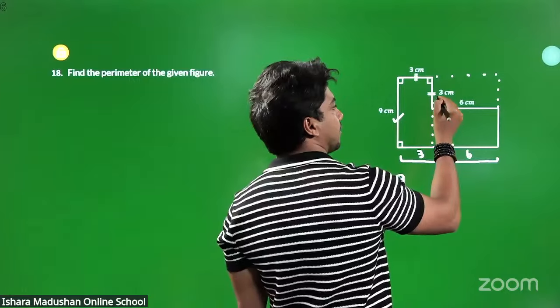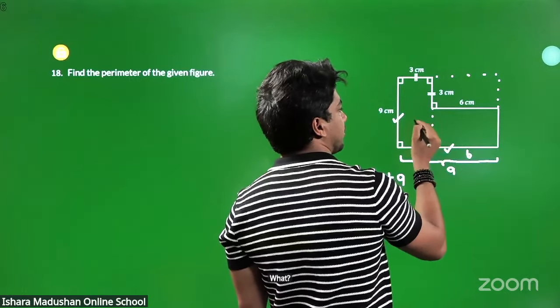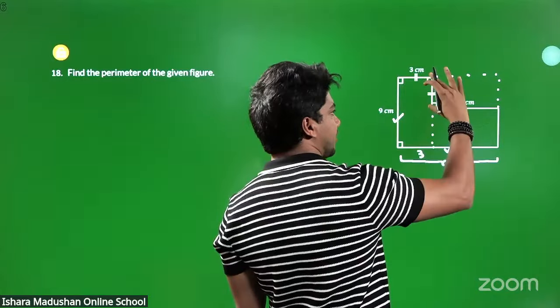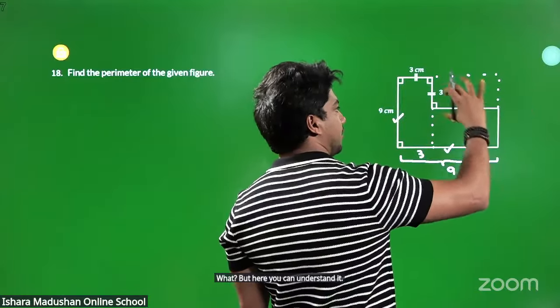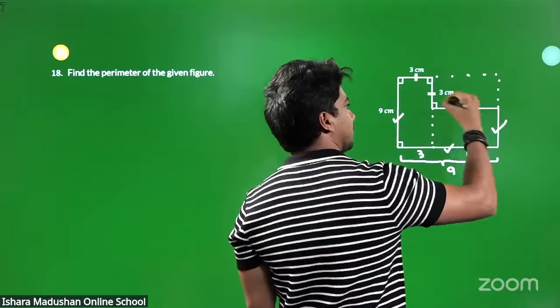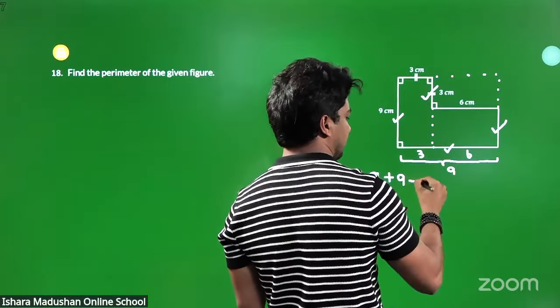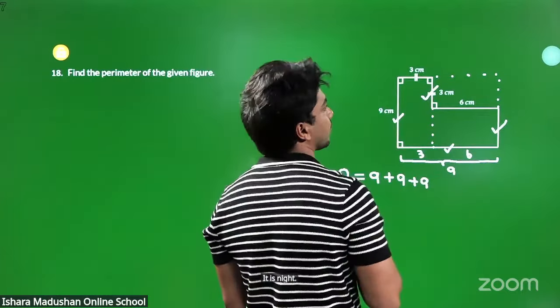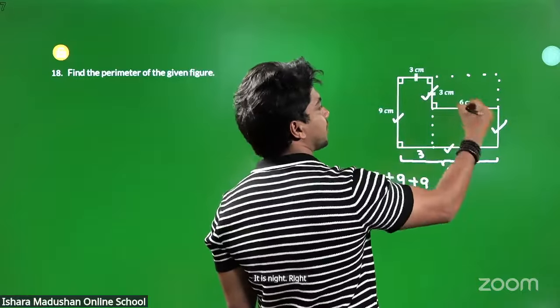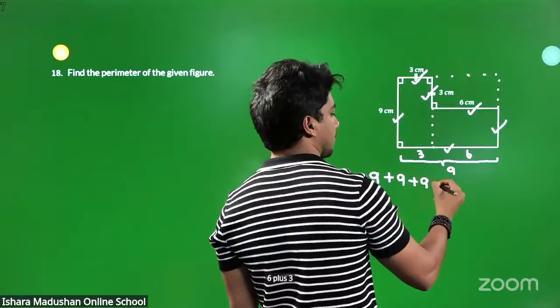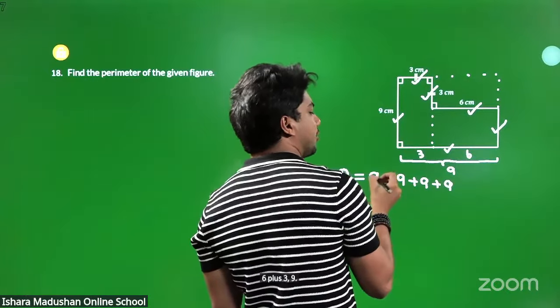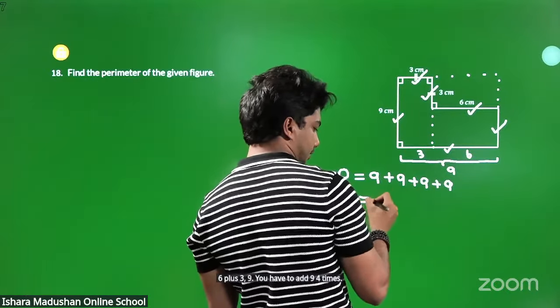Here you can understand it. You have to add 9 four times. So it is 4 into 9.